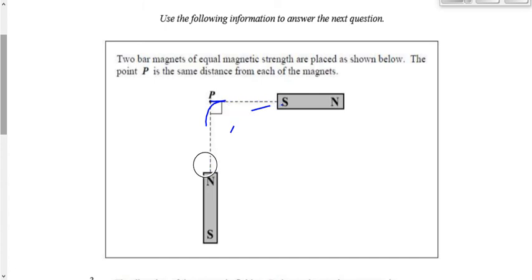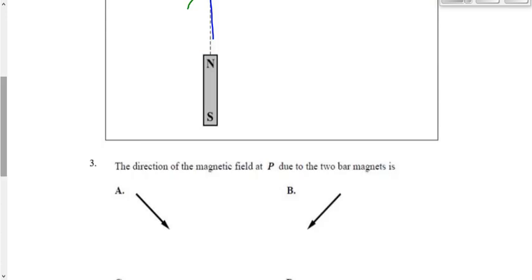Okay, how many people did it this way, which is the way that I would do it? Just look at them independently of one another. Say the magnetic field goes away from the north. The magnetic field goes toward the south. Okay, the net magnetic field as a result of that goes somewhere in between. That makes sense? The answer for that one is D as a result of that. So how many people did it this way?